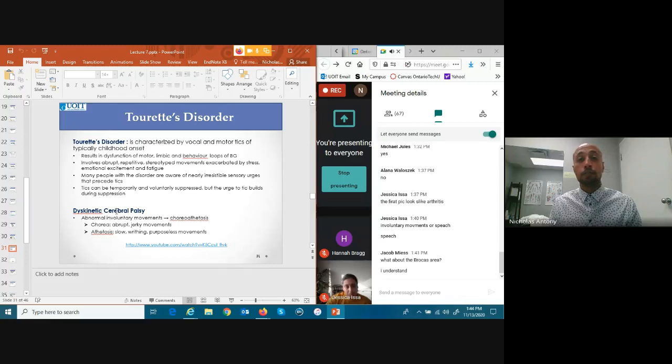Basal ganglia regulates movement, and so what we see with the disorders is that we get problems in movement as well as potentially any of the other 4 basal ganglia loops.